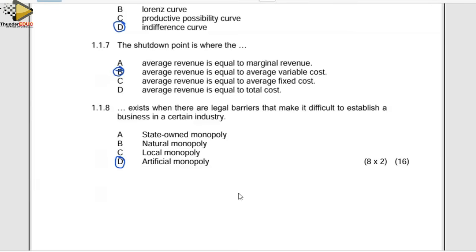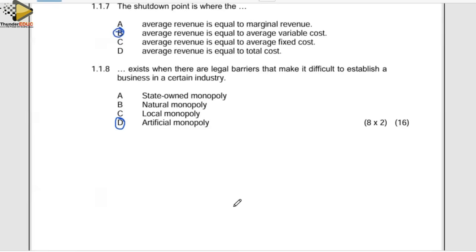A natural monopoly is a monopoly which comes about as a result of control of a critical natural resource. Then we have a local monopoly. We are looking at localized monopolies, where you have a monopoly over a limited geographical space. Then artificial is the one that is answering our question.